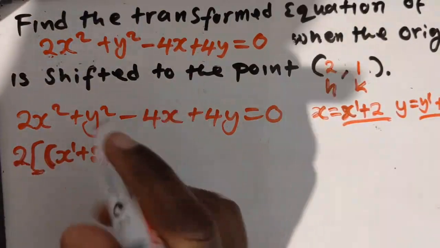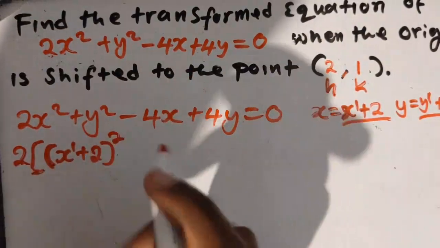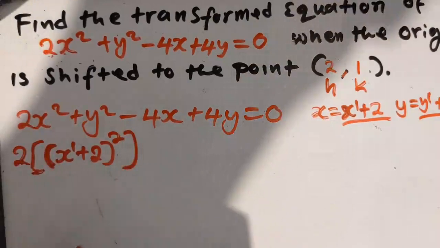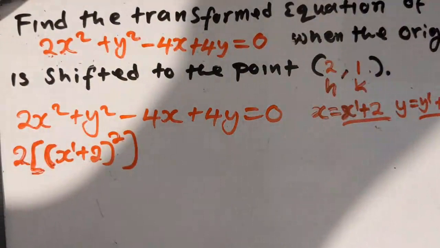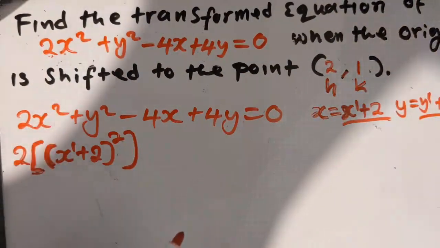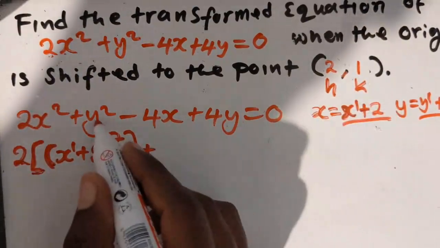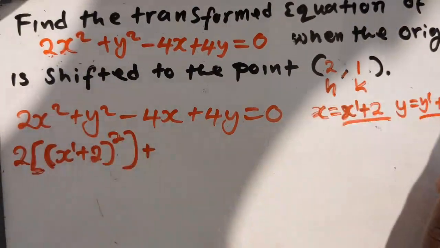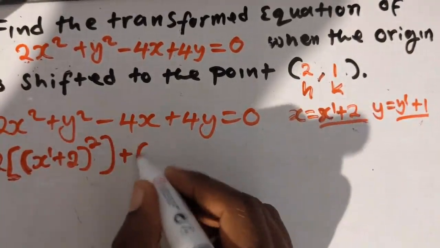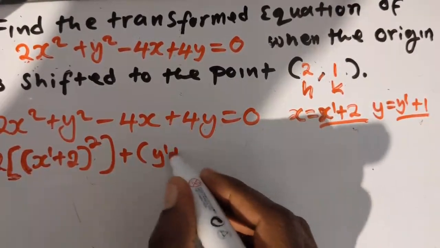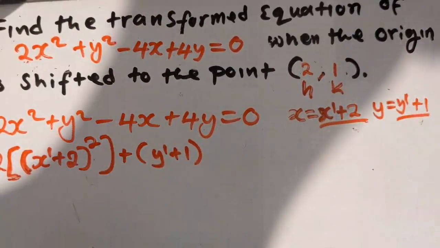But here, you know that x has to be squared, right? X has to be squared. So this is what you are supposed to do. I hope you've understood. Okay, you understand why I have put this. So let's go to this one. So we know that there is plus. What about y? Y is supposed to be replaced by y prime plus 1, right? So y is supposed to be replaced by y prime plus 1, like that.